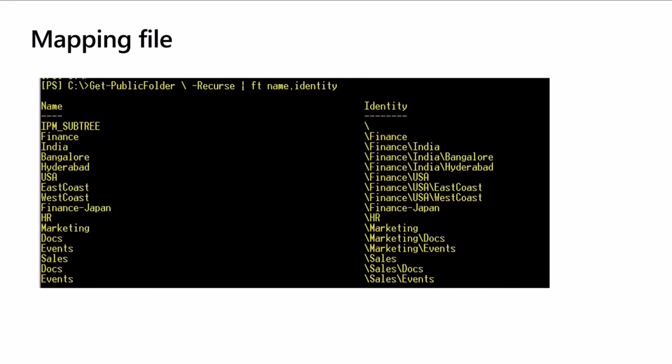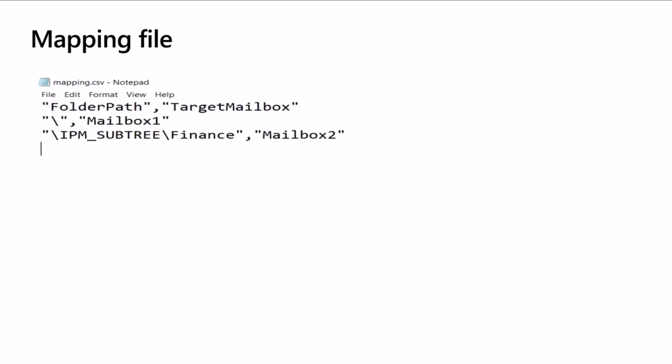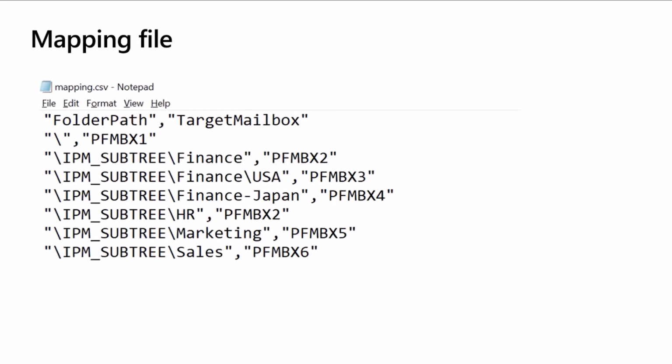In this demo, let us find out how to prepare the mapping file for hierarchy, which is represented here. The default mapping file provided by the script has generic names, and all folders except finance are mapped to be copied to the primary hierarchy mailbox, which is not a good idea. I have edited the mapping file to change the target public folder names from generic to unique.